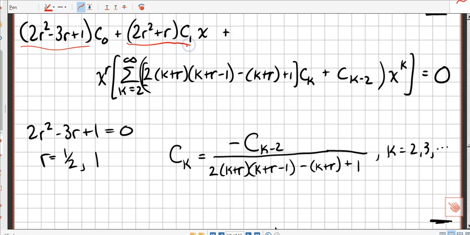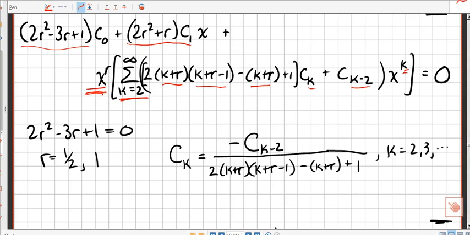The other term then is 2r squared plus r times c sub 1 x, and now we've adjusted all the n's to be k's, so everything that had an n in it is going to change. So we've got c sub k now, c sub k minus 2. So everything has changed to k's instead of n's. And notice I've also factored out that x to the r term, so I don't want to worry about that as I'm working through this problem.